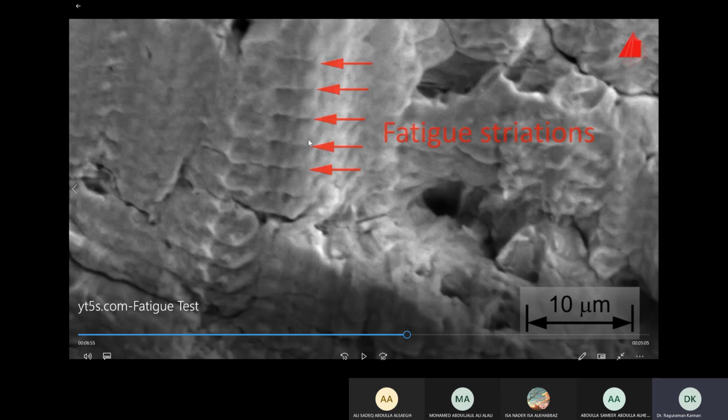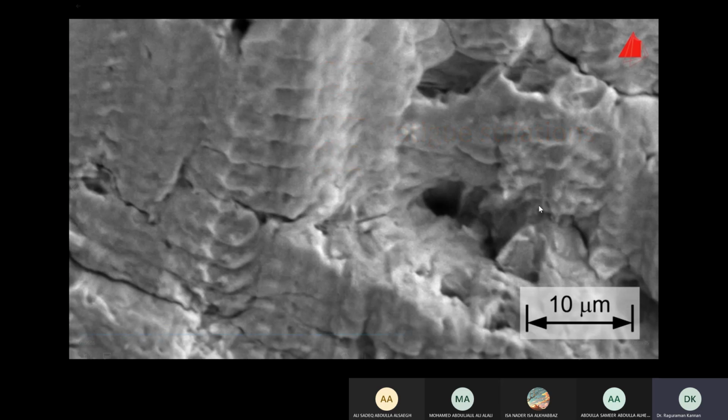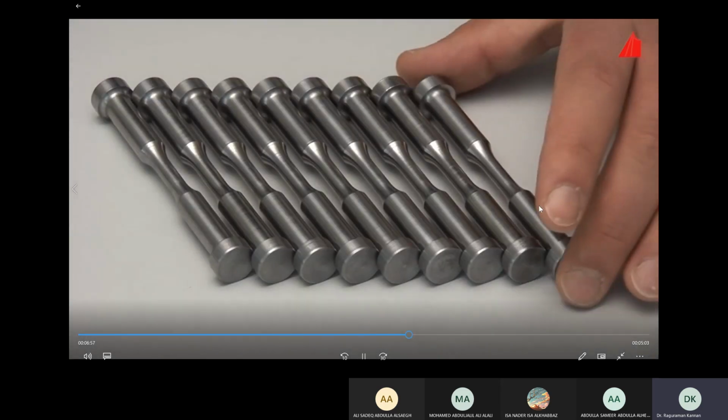This is the beach mark here. He's talking about beach mark as fatigue striations. Cycles this material can endure with other loads.